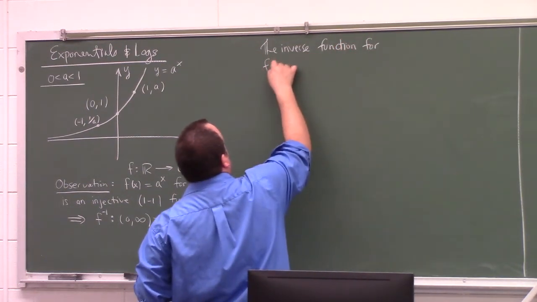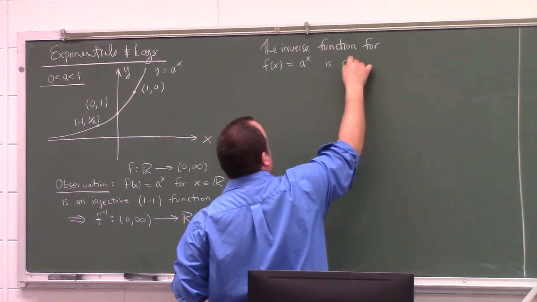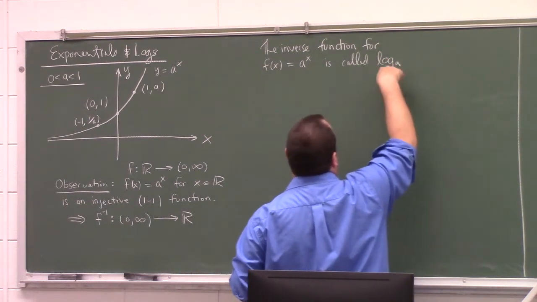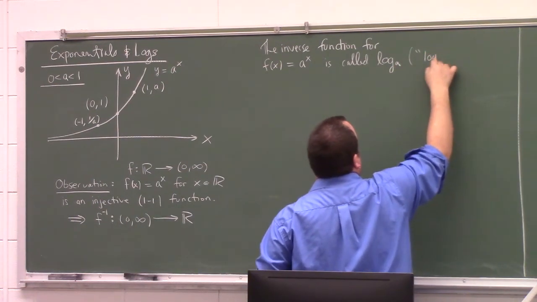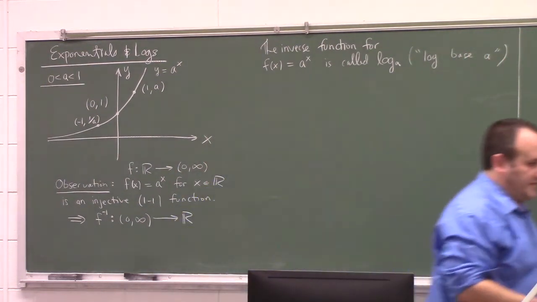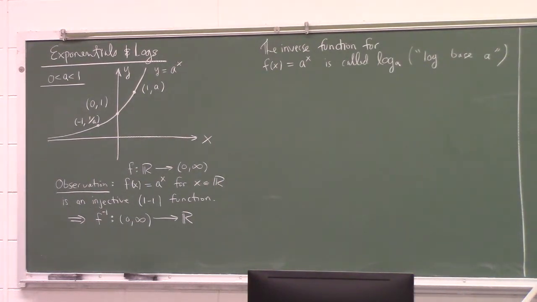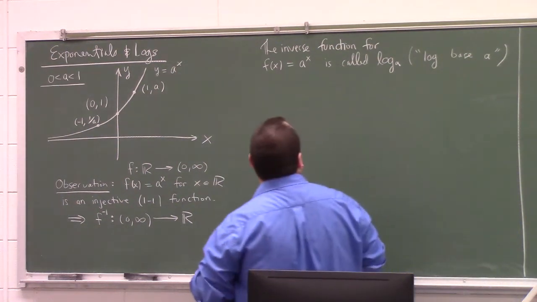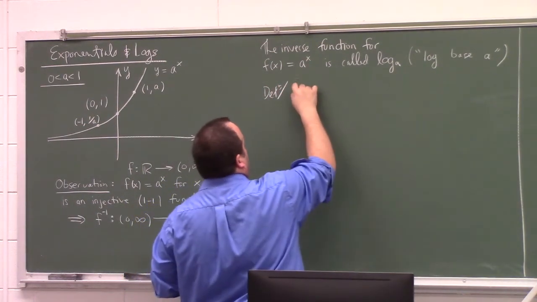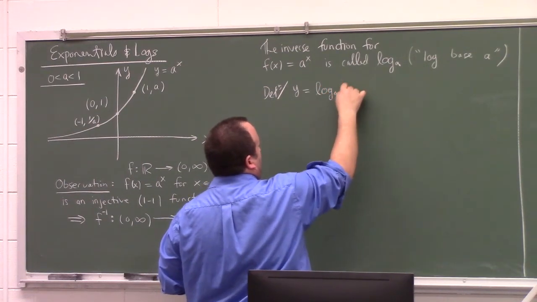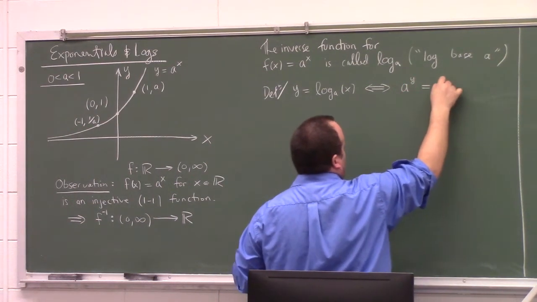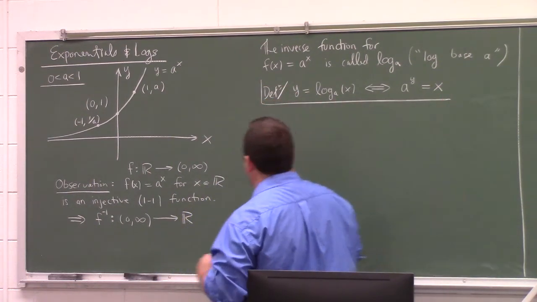And so this inverse function for f of x equals a to the x is called log base a. So log base a is the inverse, and that's the inverse function to the exponential function with base a, right? And what equations define it, basically? Definition. So your textbook defines it like this. It says that y is equal to log base a of x if and only if a to the power y is equal to x, right? So that's the definition that your textbook gives.